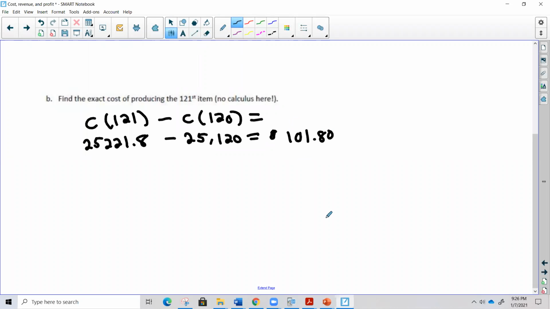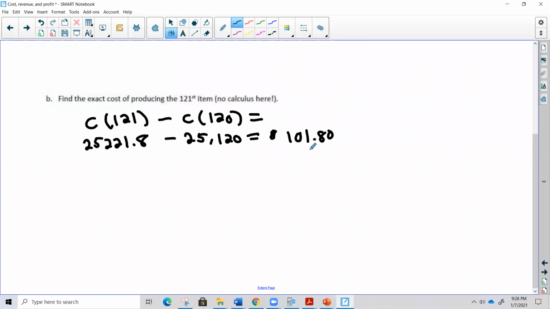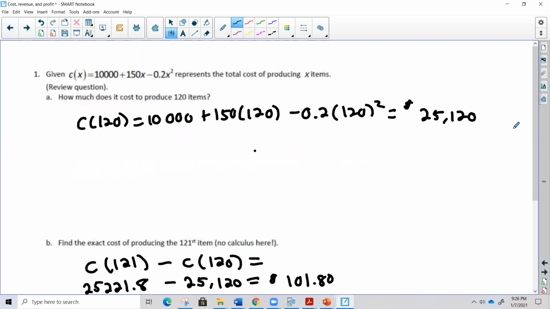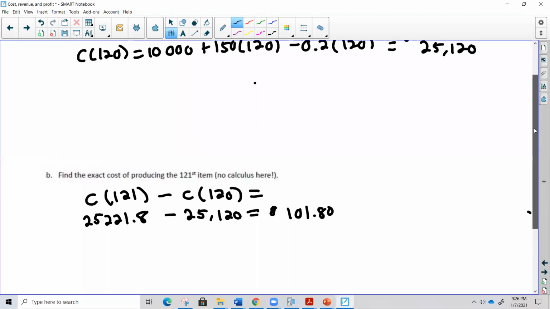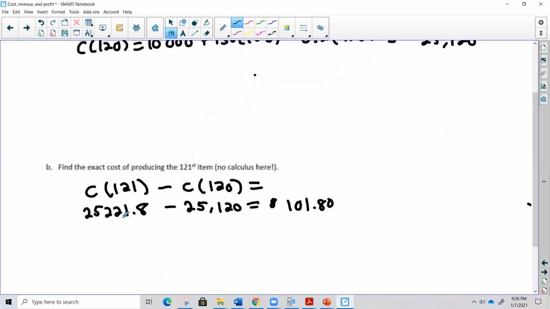So just be careful if you use the table that you actually highlight it to make sure that it's not rounded to the nearest dollar and then subtract it. So this is the more exact cost. And then this was the marginal cost. So they tend to be a little bit different, mostly by rounding. But just be careful about that. And if you plugged 121 directly into this function, you would get exactly the 25,221.8.